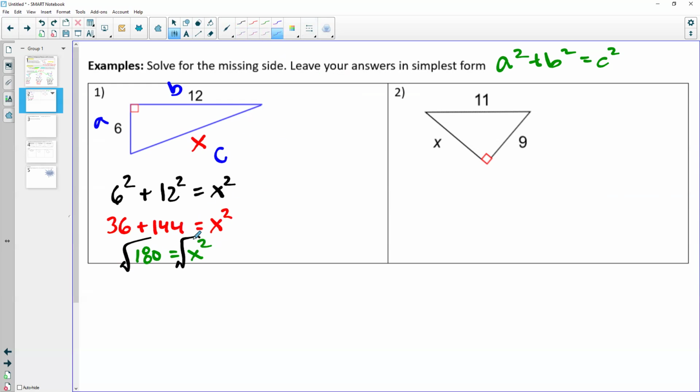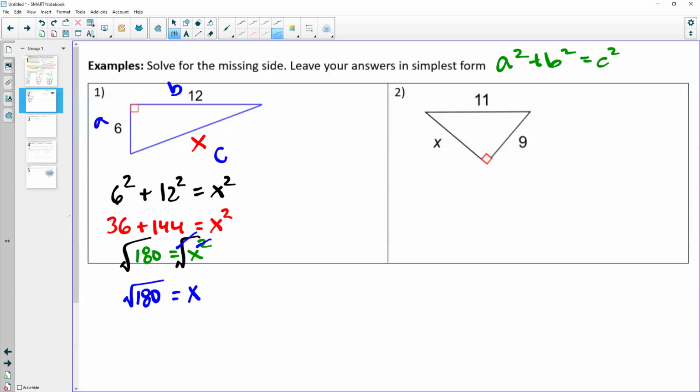And again, probably something I should have mentioned earlier, but we've been working with square roots for quite a bit. Just in case, a reminder: when you square root a squared, it basically cancels each other out, leaving you with just the x by itself. So we're left with x is equal to the square root of 180.